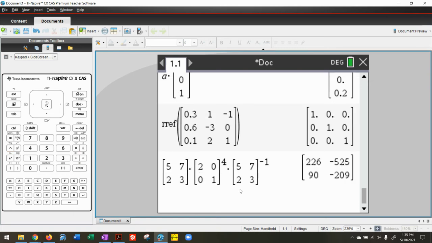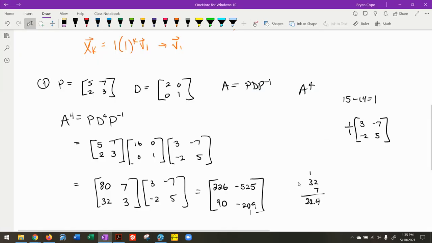Gives us 226, negative 525, 90, and negative 209. There we go. I still know how to do arithmetic.